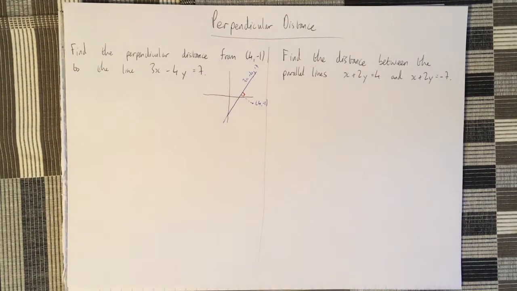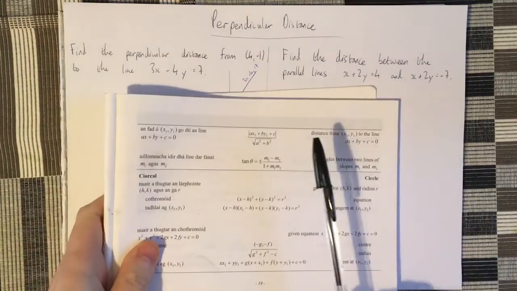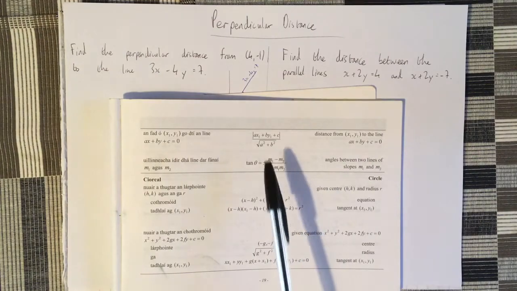All right, so I'm going to move on to another one of the new formulas for Leaving Cert that are not on the Junior Cert course. And it is a formula to get the perpendicular distance from a point to a line. All right, so this is on the top of page 19 in the log table.